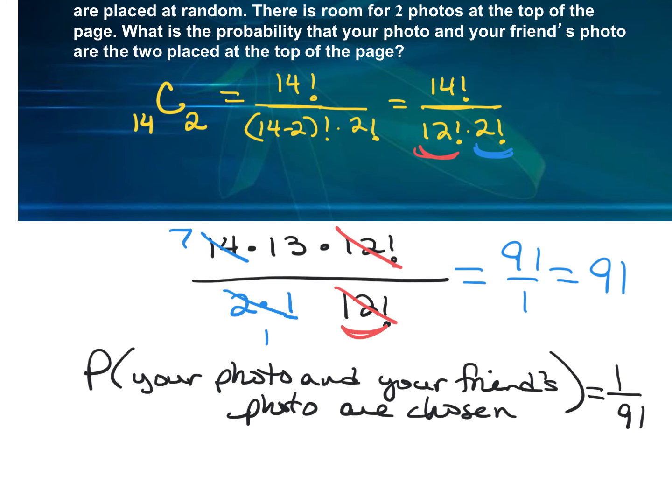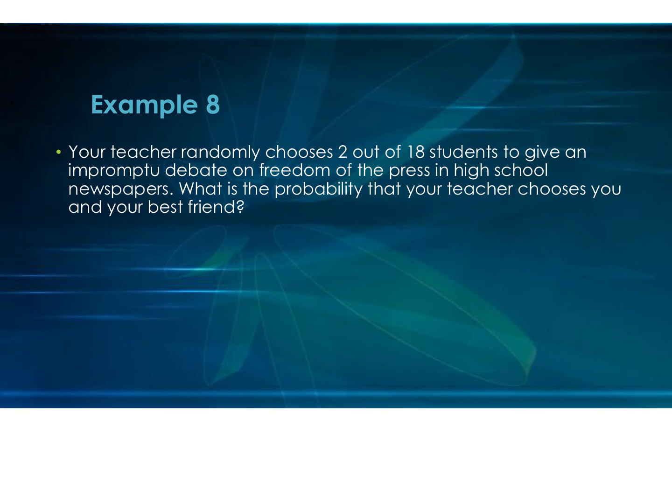Yes. So for example 8, it says your teacher randomly chooses 2 out of 18 students to give an impromptu debate on the freedom of press in high school newspapers. What is the probability that the teacher chooses you and your best friend? So again, for probability, there's only one way of choosing me and my friend out of all the different combinations, but I need to find the total number of combinations of picking 2 students at a time out of the 18. So that's going to be a combination, 18 and 2.